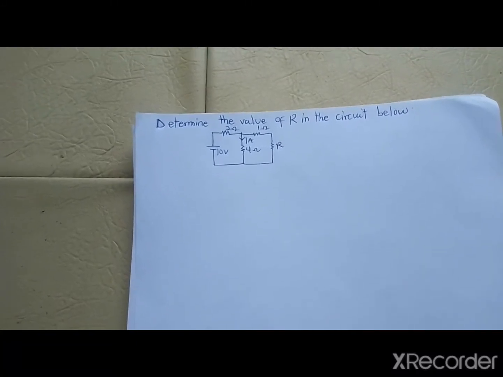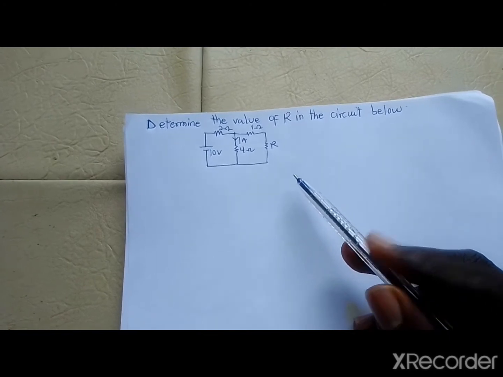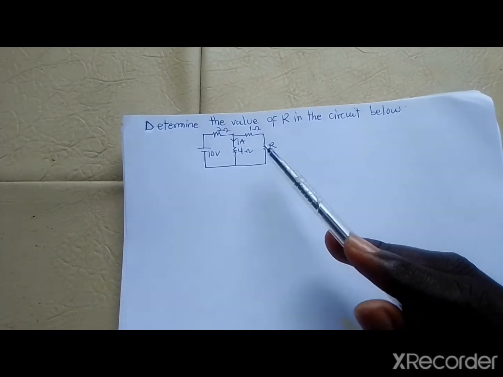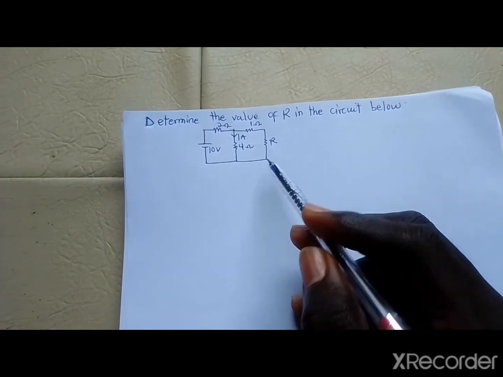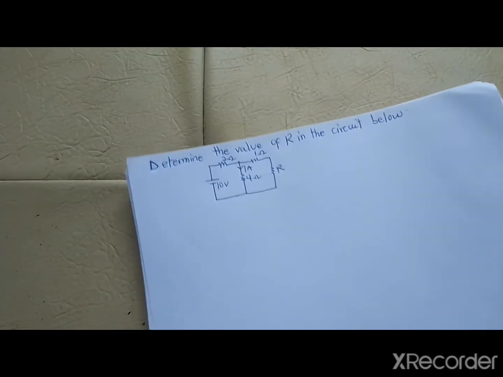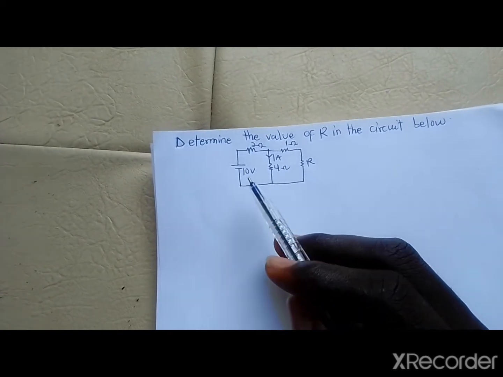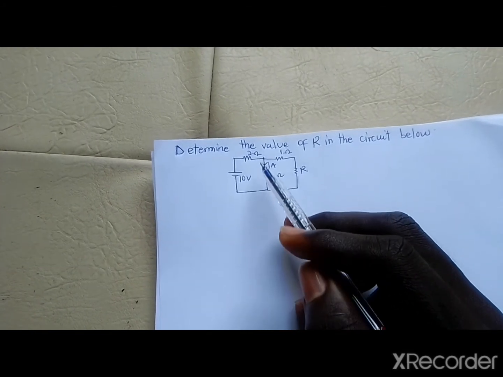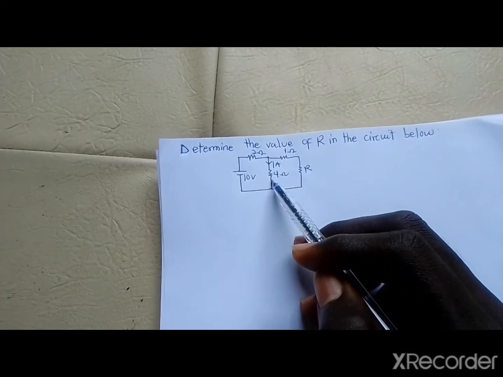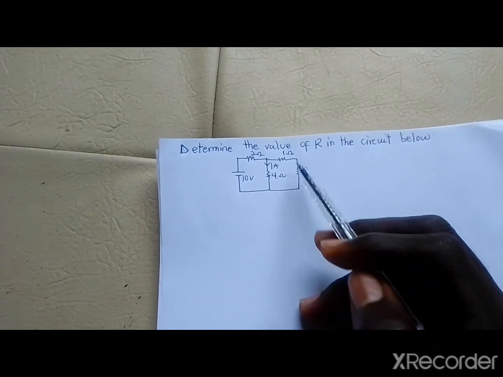Hi viewers, in this video we're going to talk about a problem in applied electricity, and it's a simple circuit. We have to determine the value of R in this circuit. So in this circuit we have a voltage source which is 10 volts. You have a 2 ohm resistor, a 1 ampere current coming down passing through this 4 ohm resistor. We have 1 ohm and R.